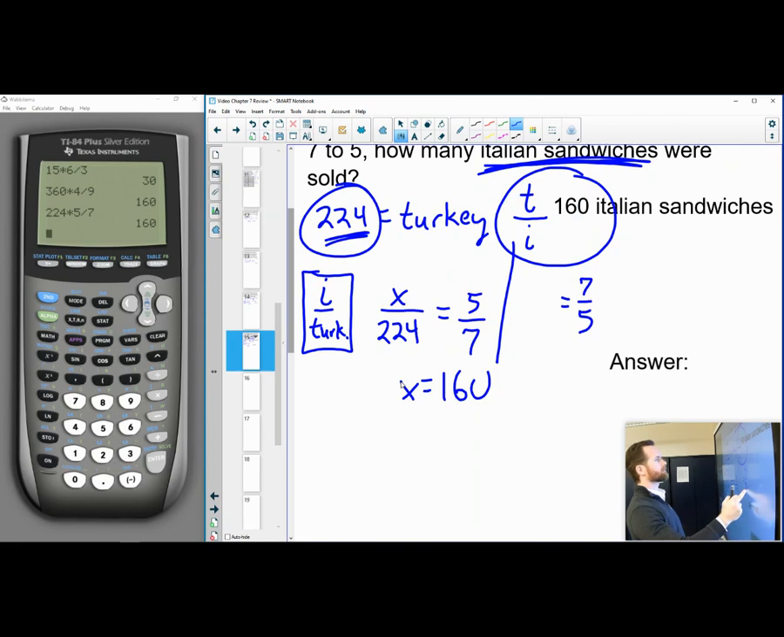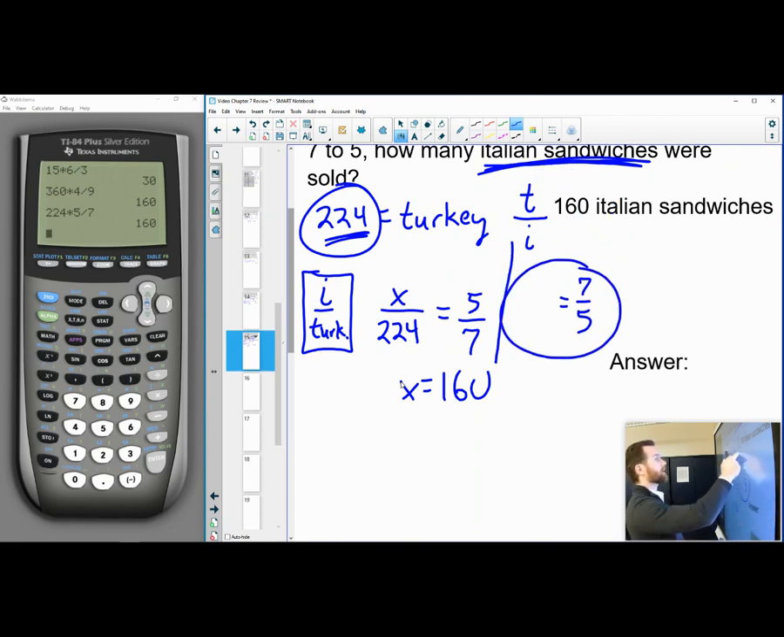And, oh, can't read it. Still can't read it. You're killing me. Okay, well now this looks ugly. There we go. 160 Italian sandwiches. So we did get the answer correct there.